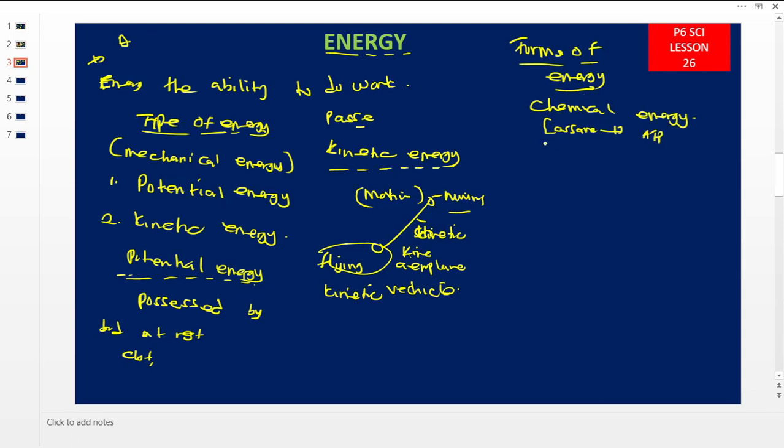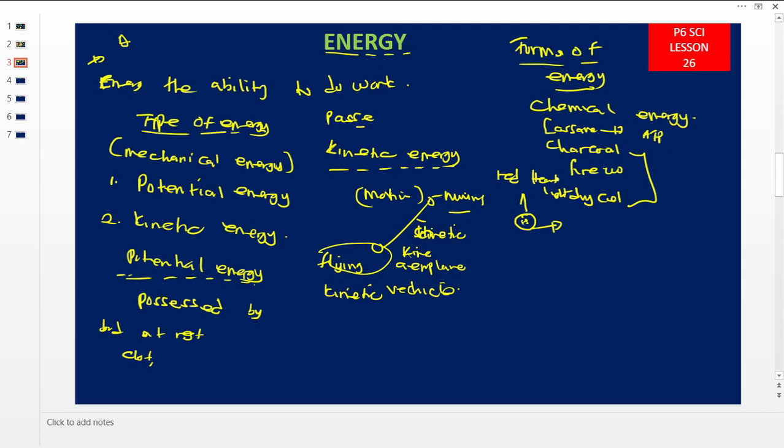Even when you look at charcoal used to cook food, the firewood used to cook food, the dry cells, they have what you call chemical energy. Now let us get this. When this charcoal starts to burn and becomes red hot, it means the chemical energy in it is turning to heat and light, meaning one form of energy is turned into another form.